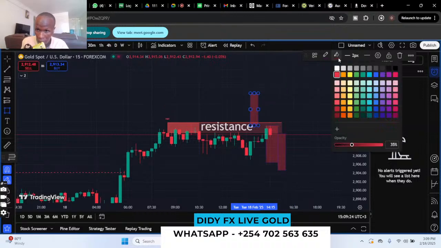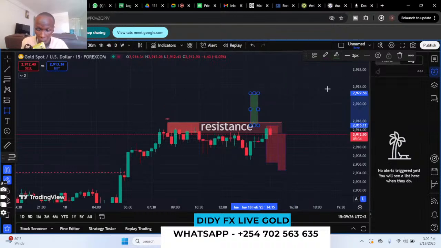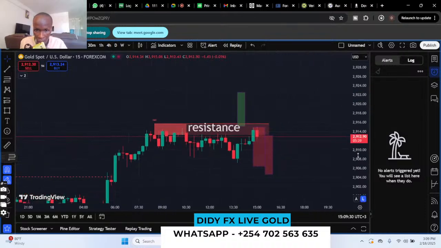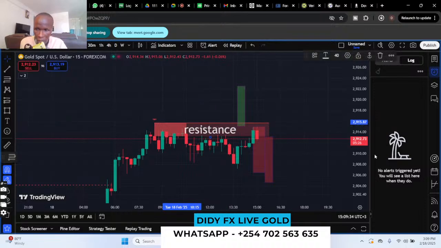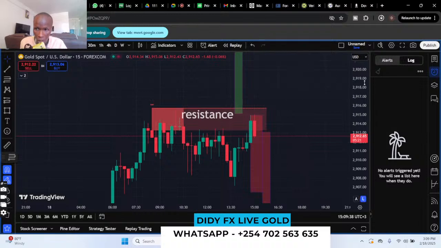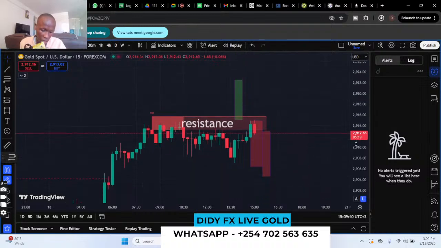Remember, the only confirmation we can get so that we know if we are buying or selling is any candle that breaks above this resistance zone and closes with a body. Remember to underline that. Any candle that closes above this area with a body is a confirmation that we have already broken this consolidating zone.